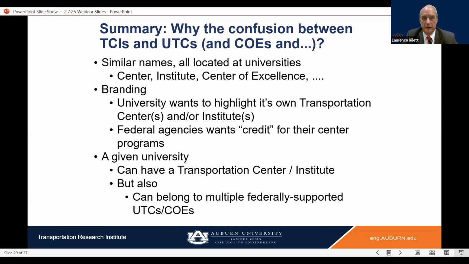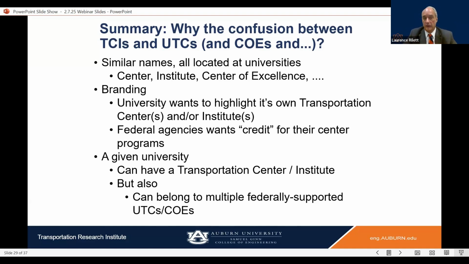There's some confusion with branding. The university wants to highlight their own transportation centers and institutes. The federal agencies want a credit for their center programs, so they will not put them together. They're going to keep them separate. So a university could have a number of these.